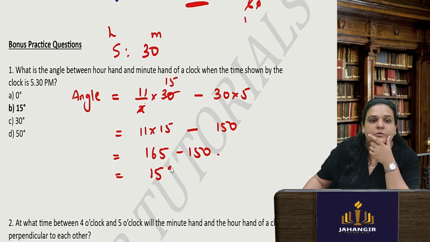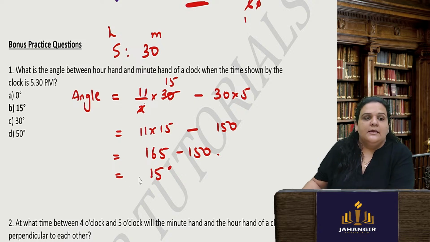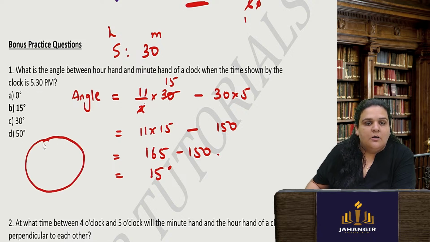Okay, it is going to be 15 degrees. Now see, even here the same logic you can apply. 5:30, no? So say in this clock, 5 is here. Okay, 5:30. So the hour hand is here, and the minute hand is here. I'm not drawing it very perfectly, but just for you all to understand. Say there are two hands, hour hand and minute hand.